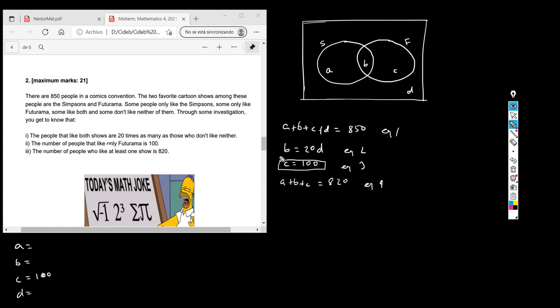And now we can make use of equation 1 and equation 4. If I tell you that A plus B plus C is equal to 820, then I can just replace it. So 820 plus D equals 850. So clearly D must be 30.